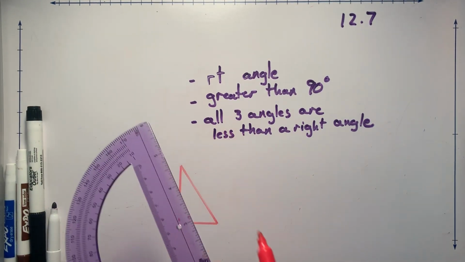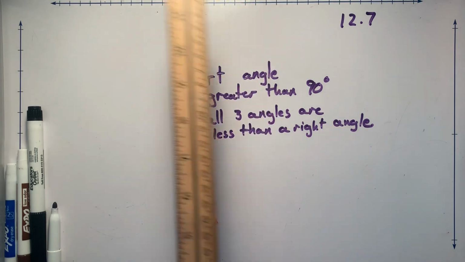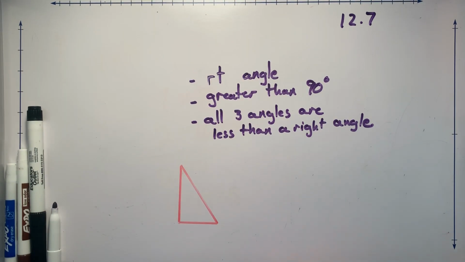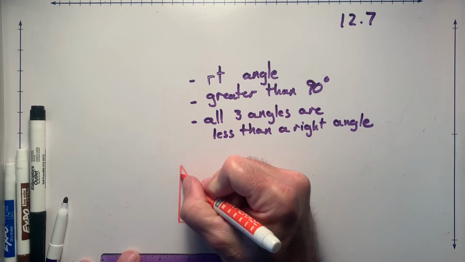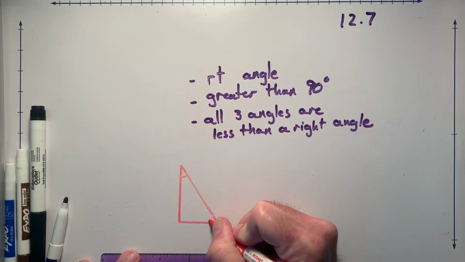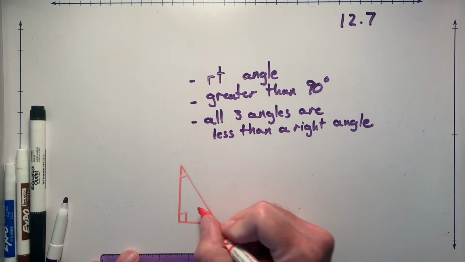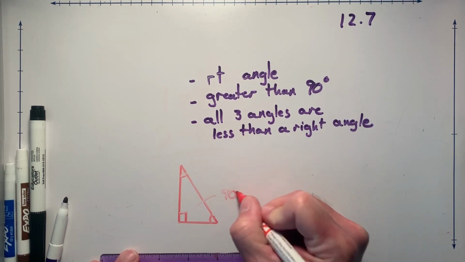This part is just a ruler. You could use this ruler instead to draw your triangles. All of that would work just fine. This triangle has 2 smaller than right angles, but it has 1 right angle. And remember, a right angle is 90 degrees.